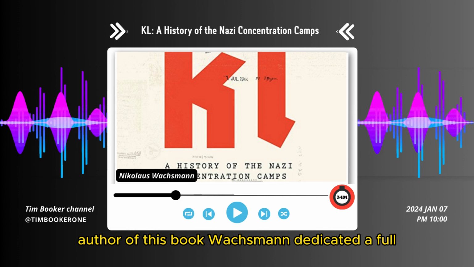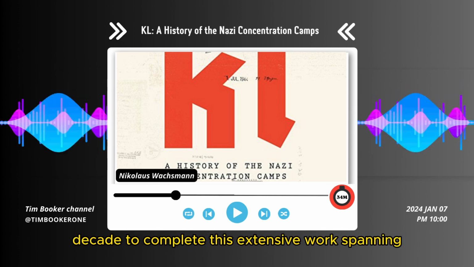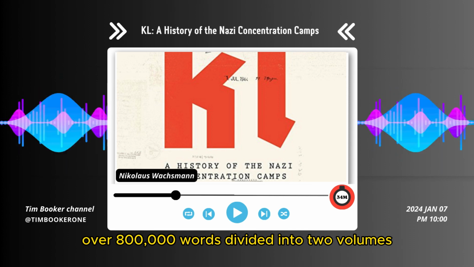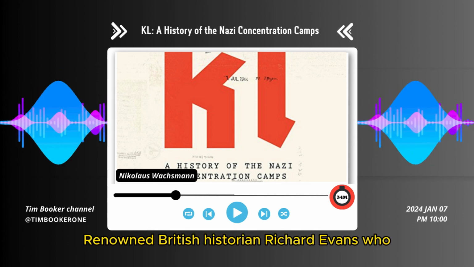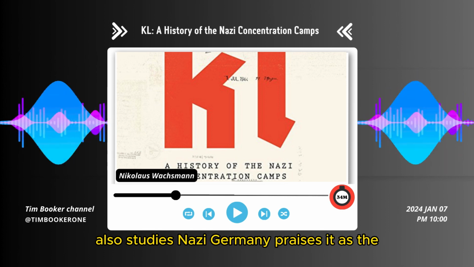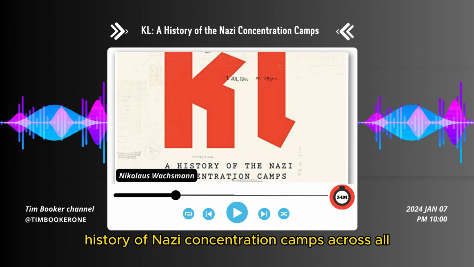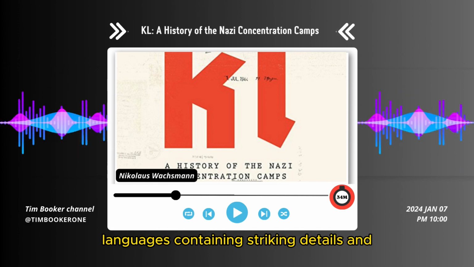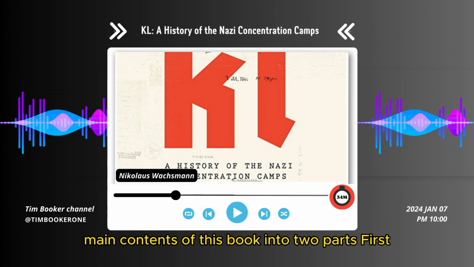The author of this book, Wachsmann, dedicated a full decade to complete this extensive work spanning over 800,000 words divided into 2 volumes. Renowned British historian Richard Evans, who also studies Nazi Germany, praises it as the most comprehensive and detailed account of the history of Nazi concentration camps across all languages, containing striking details and convincing analysis. Next, I'll break down the main contents of this book into 2 parts.